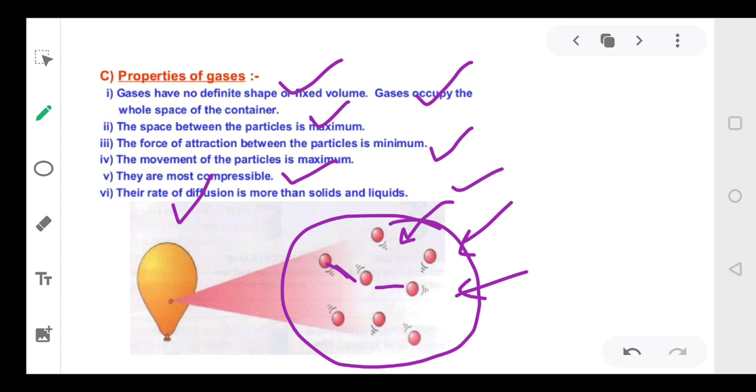Okay? Okay, dear students? Tomorrow we'll compare the properties of all. Today we have studied the individual property of solid, liquid, and gases. Tomorrow we'll compare these three states. We'll talk about the differences between the solid, liquid, and gases.